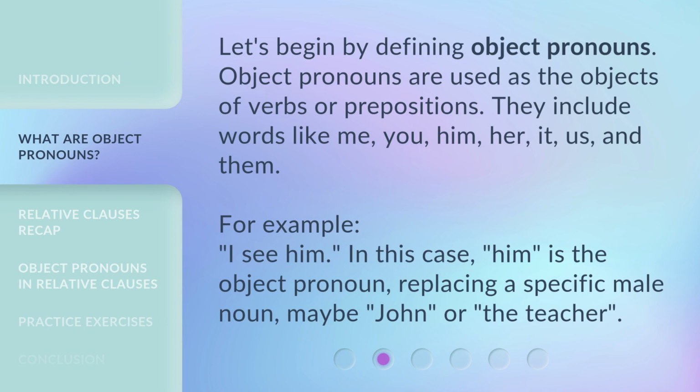Let's begin by defining object pronouns. Object pronouns are used as the objects of verbs or prepositions. They include words like me, you, him, her, it, us, and them. For example, I see him. In this case, him is the object pronoun, replacing a specific male noun, maybe John or the teacher.